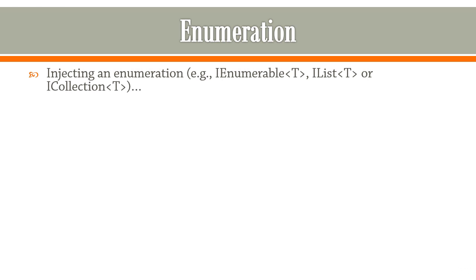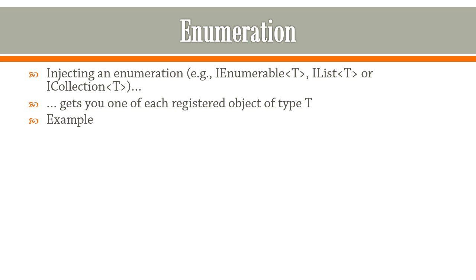All right, next up is a very simple idea called enumeration, and this describes what happens if you inject an enumeration. So if you have a component of type IEnumerable of T or IList of T or ICollection of T, and you're injecting that into some other component, what is the result? Well, predictably enough, the result is that you get one of each registered object of type T. So let me give you an example.